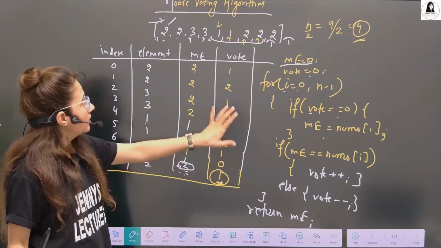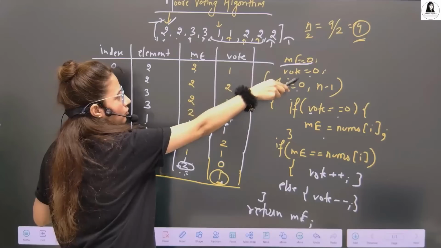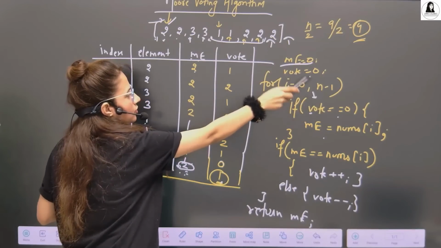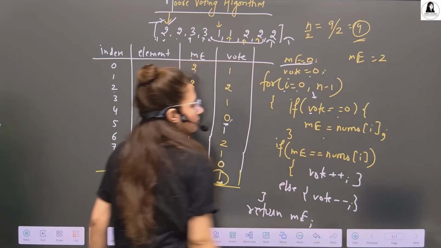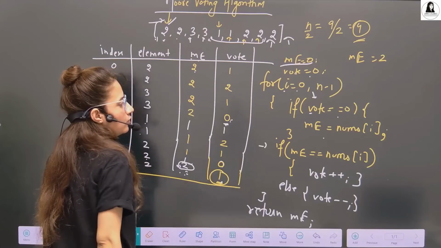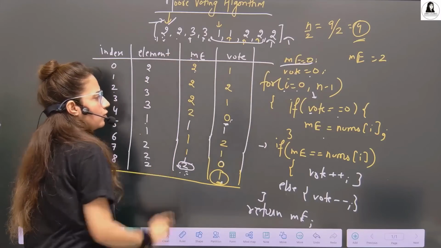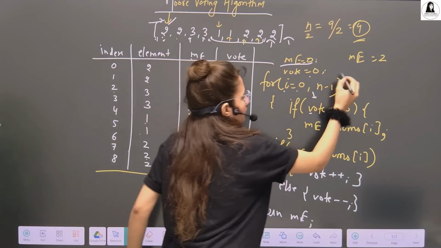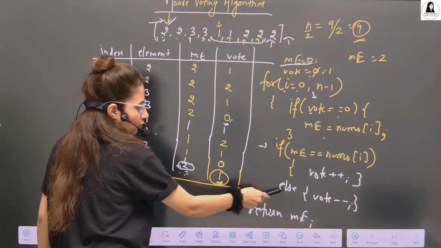Now take i equal to 0 at first. Condition true because length is 9, so we will enter here. Vote 0? Yes. So ME right now, majority element, is 2. Now check: if ME is equal to nums of i, majority element is 2, nums of i is also 2. Yes. Then vote plus plus. Now it becomes 1. We will not go to the else part.